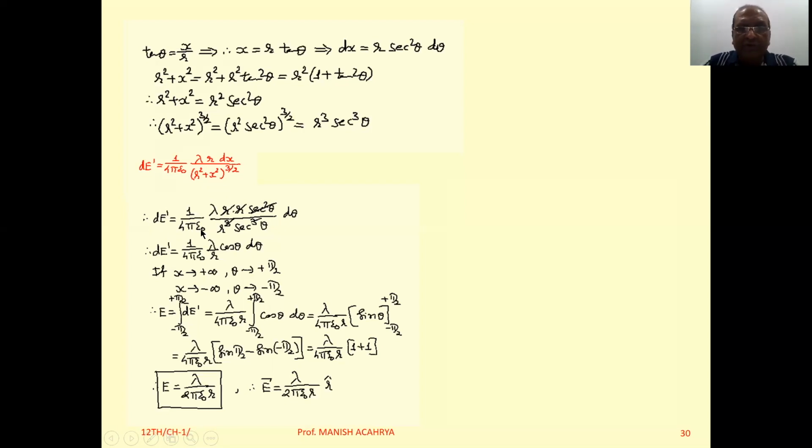dE dash equal to 1 upon 4 pi epsilon 0 lambda as it is, r as it is, dx. See, this is the value of dx, r sec square theta d theta, upon r square plus x square raised to 3 by 2, that comes to r cube sec cube theta. So here r square cancelled, so 1 r will be there. Sec square theta upon sec cube theta, so in the denominator sec theta will be there. Resultantly, we will get dE dash equal to 1 upon 4 pi epsilon 0 lambda by r cos theta d theta.